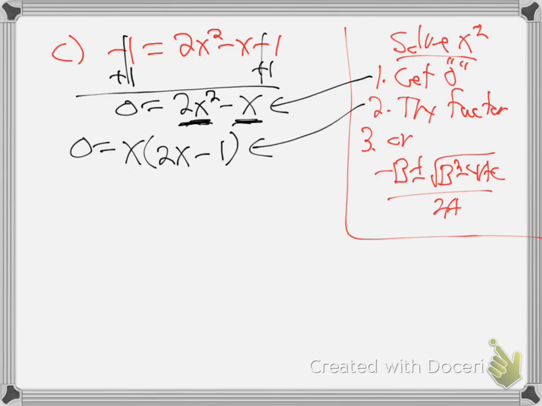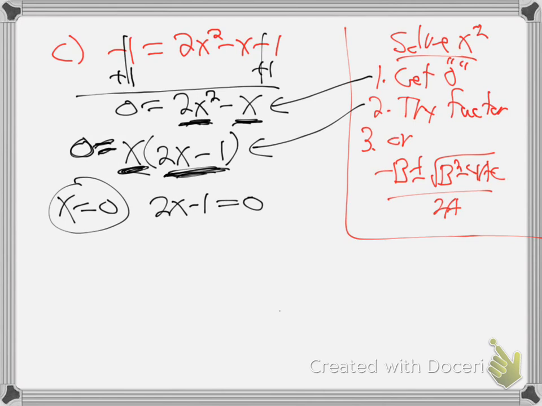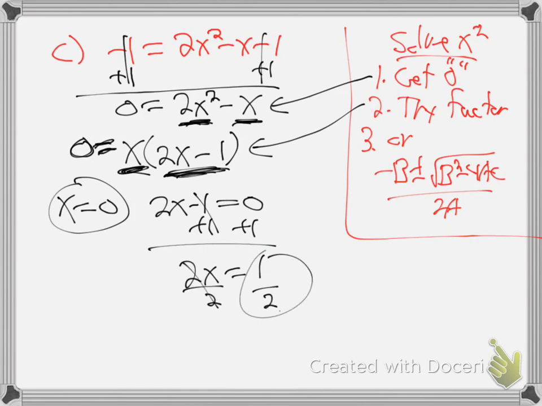And then what do you do from there? You set each part equal to 0. So the x alone, this part, is 0. And then this part, 2x minus 1 is 0. Why do we do that? Well, because if two things are multiplying to equal 0, either one could be 0 to make them multiply to be 0. So that one's done. This other one, I've got to add 1. 2x is 1, divided by 2. x is a half. So my answers are 0 and a half on part C.